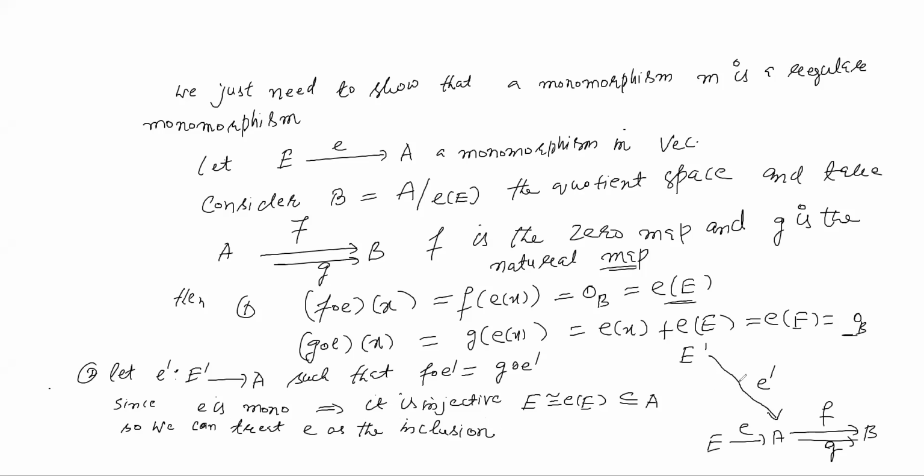Okay, so if this is the case, then you just take a morphism, E bar, as we did in the previous example, from E dash to E as the codomain restriction of E dash. Then clearly this makes the diagram commute, and this is unique. So we are done. So every monomorphism in these categories is a regular monomorphism.